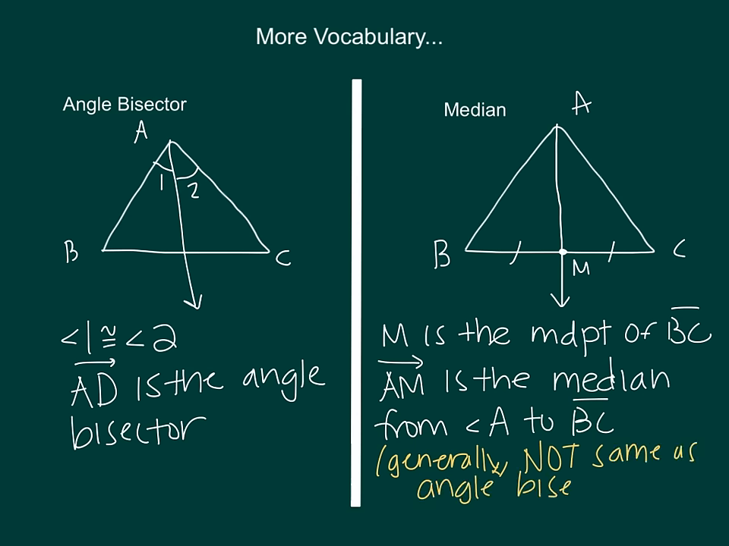Okay, and this is because we know that BM and MC are congruent, whereas over here we knew that angle 1 and angle 2 were congruent. We don't know anything about these segments here in the angle bisector one, and we don't know anything about the angles up here in the median.